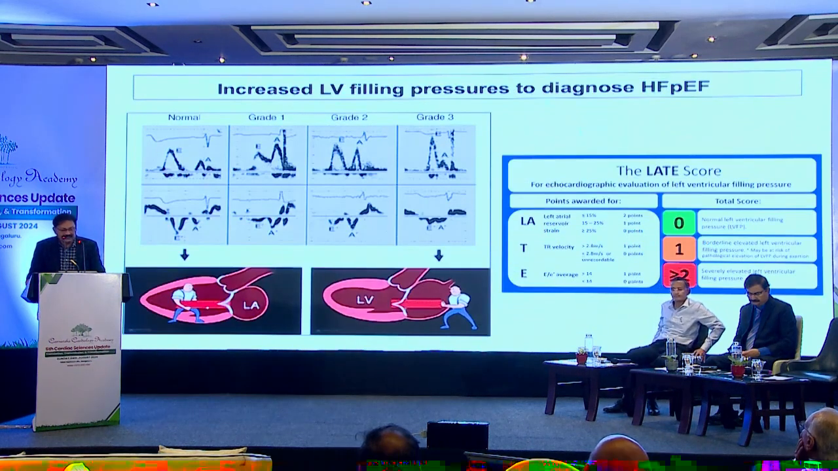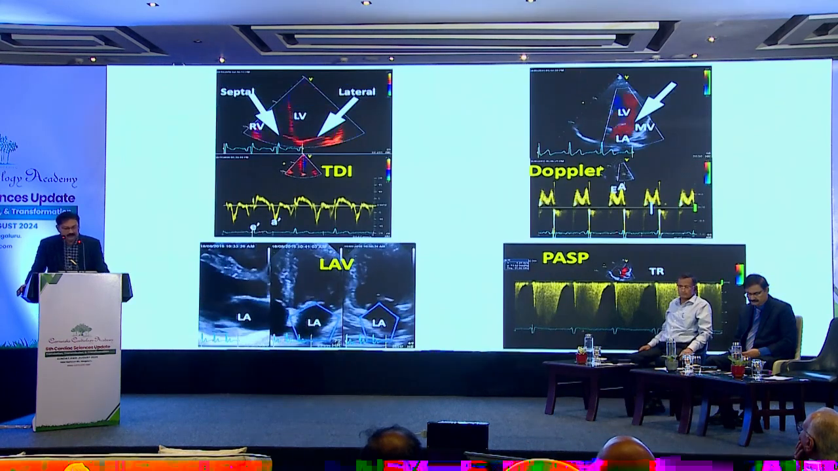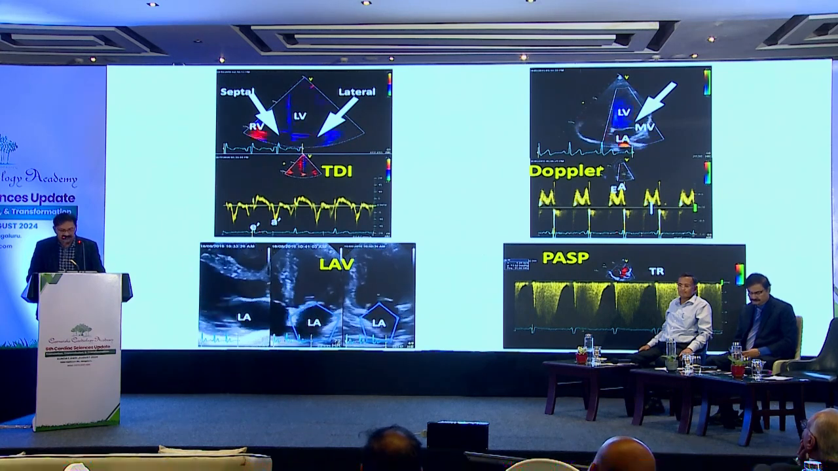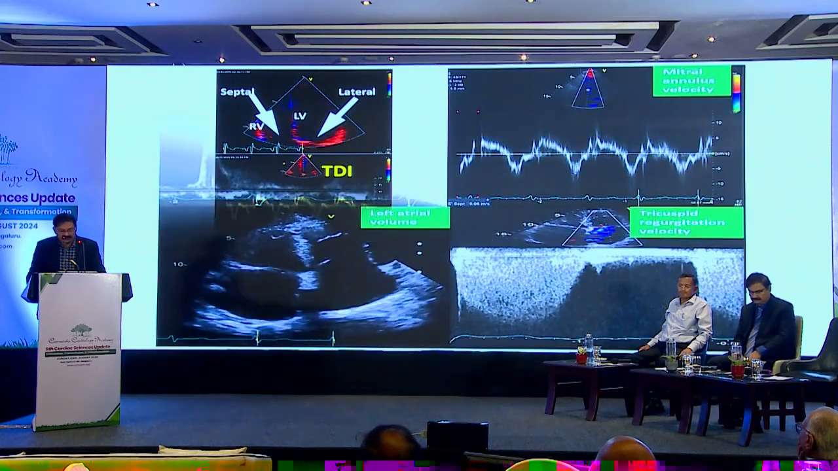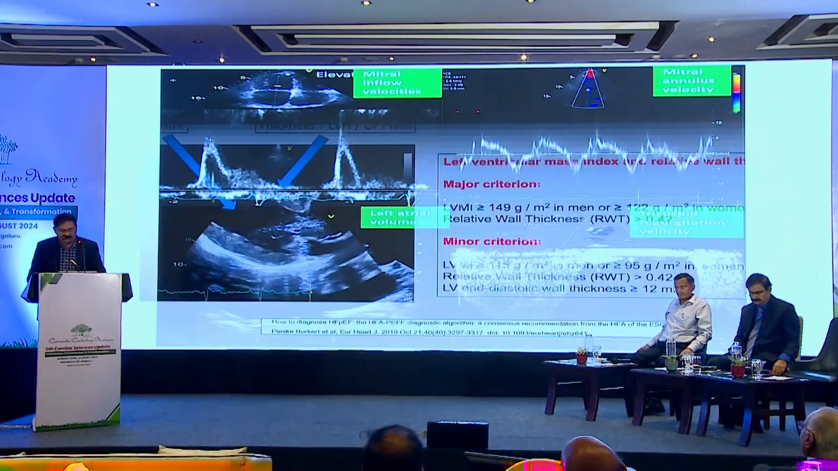There's another parameter, that is the increased LV filling pressures, and there is a score. You can see the score here, the left atrial reservoir strain, the TR velocity, and the E/A average. And you have a 0, 1, and more than 2. More than 2 indicates that your patient is too far down the line and needs more aggressive therapy, and the outcome is likely to be a 6 on 10 for that particular patient. These are the other things that we look at: tissue Doppler, the LA volume, an important parameter, and of course the PA systolic pressure. This is summarized aptly in this one slide, which shows mitral inflow, mitral annulus velocity, LA volume, and tricuspid flow.